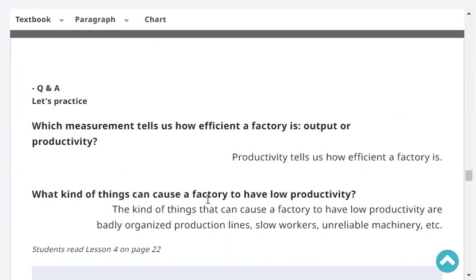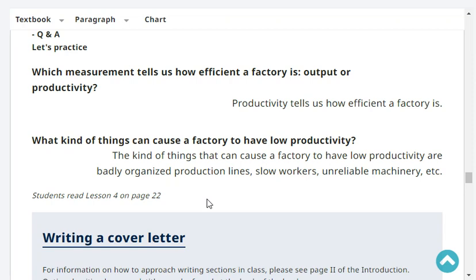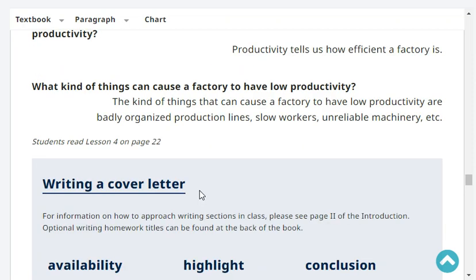Which measurement tells us how efficient a factory is? Output or productivity? Productivity tells us how efficient a factory is.